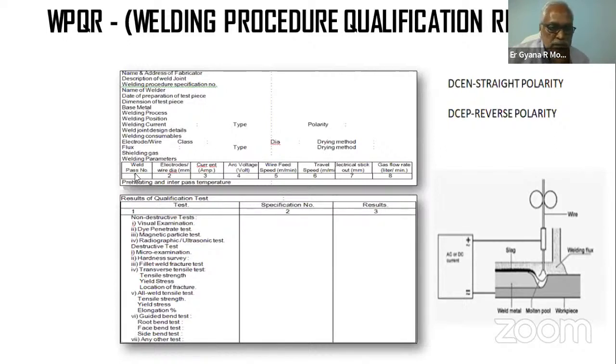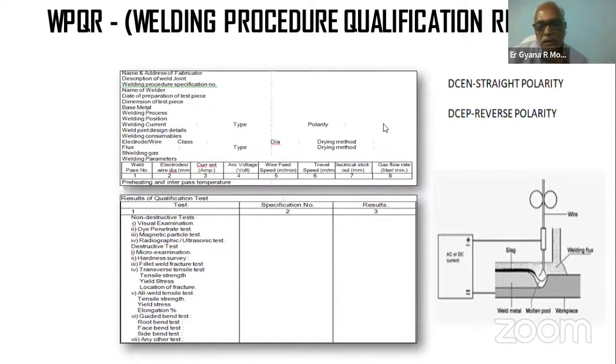So in this tabular form, we have the important parameters. Let us say we have a 12 millimeter weld. In how many passes do we do the weld? 1 pass, 2 passes. Sometimes the welding thickness is 20 mm or 25 mm, and maybe we don't achieve it in 1 pass. How many welding passes do we make? What electrode, what diameter of electrode have we used? What is the current, the arc voltage, the wire speed, the travel speed, the electrical stick out? What is the gas flow rate in case of MIG? In case of submerged arc, it is flux; no flow rate of flux is mentioned.